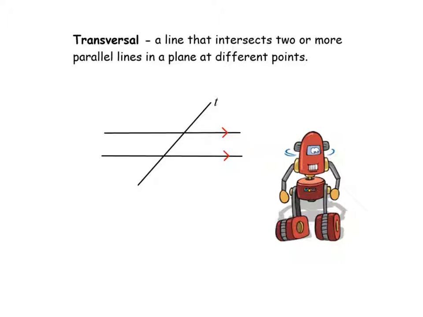Now, what happens is that the transversal ends up creating, in our case, since we have two parallel lines, 8 different angles here. So it ends up creating 8 different angles, and a lot of angle relationships happen in here. And that's what we're going to look at today.